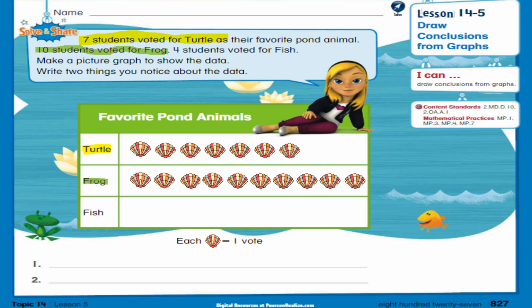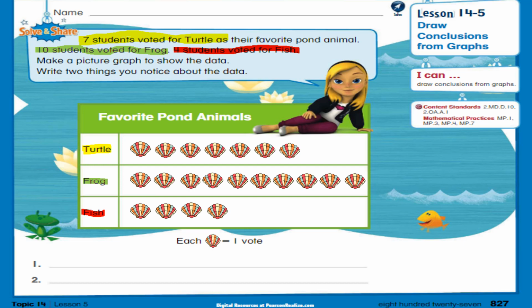Now you have to tell me for fish. How many students voted for fish? Excellent. 4 students voted for fish. So how many shells do we need? Excellent. 4. 1, 2, 3, and 4. Okay, now we have completed the picture graph.